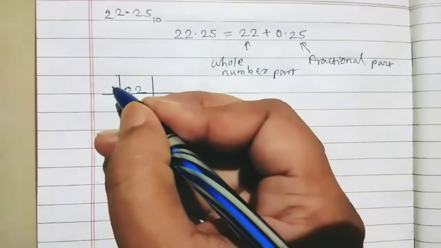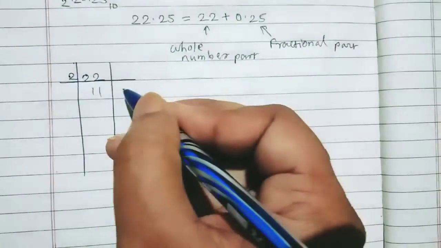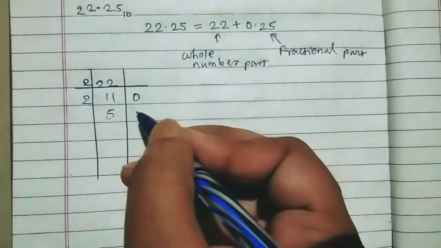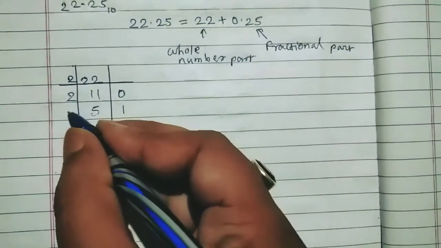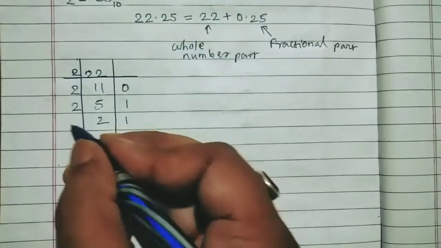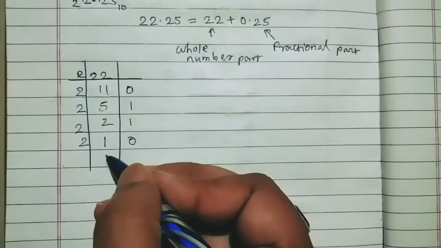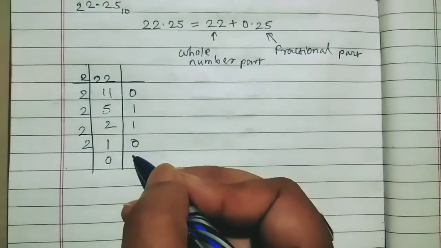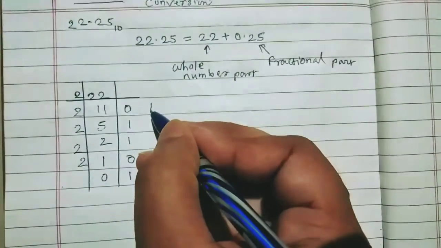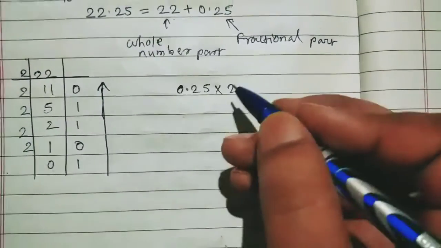Here you have to divide by 2. 22 divided by 2 is 11 and the remainder is 0. Then again divide by 2: 2 fives are 10, remainder is 1. Then again divide by 2: 2 twos are 4, remainder is 1. Then 2 ones are 2, remainder is 0. Then 2 zeros are 0 and remainder is 1. So this is our answer. We go from downward to upward, like this.